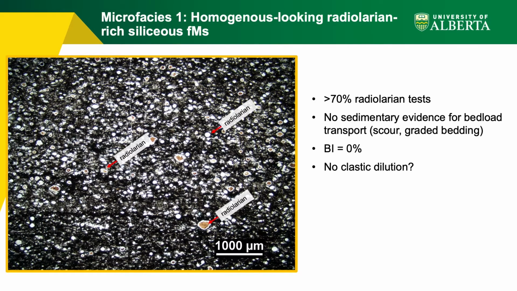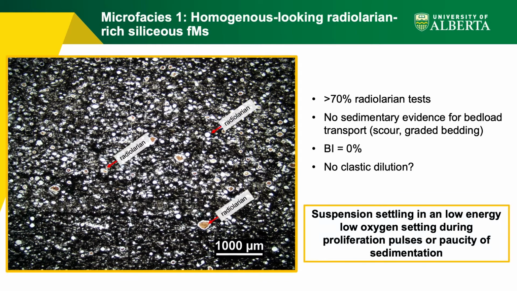Microfacies 1 is the homogeneous-looking radiolarian-rich siliceous fine mudstone. It contains greater than 70% radiolarian tests, with no visible evidence for primary sedimentation mechanisms besides suspension settling, so no scour and lag surfaces or normal grading, for example, as well as it lacks significant evidence for bioturbation. The representative photomicrograph on the left shows a bed of partially dissolved radiolarians, and you can see just how abundant they are in this microfacies.